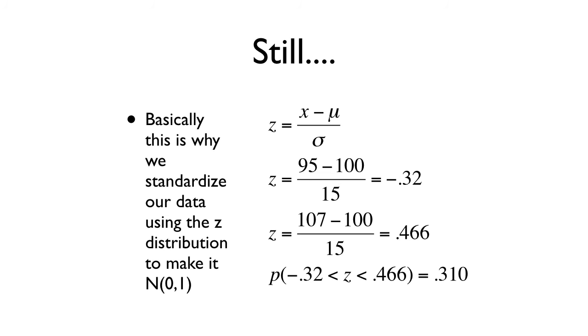Now, typically a Z table is not going to actually tell you the area between those two values. Why would it do that? But it'll tell you between 0 and that value. So you look up negative 0.32 and add that to positive 0.466. You add those together, and that'll give you 0.31. So you look up the probabilities from the Z table of those two numbers. That's how you do this kind of question.